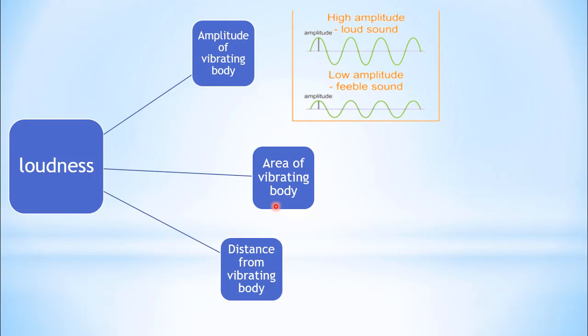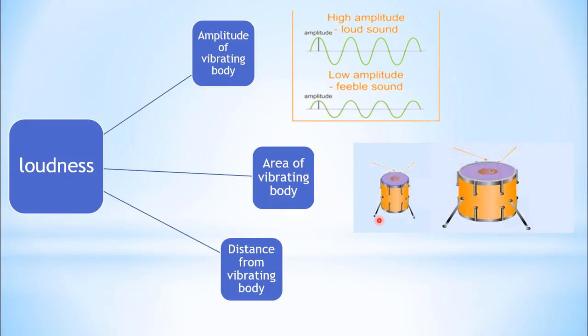What does the area of the vibrating body mean? The area means the large surface. Look at the figure. There is a large drum and a small drum. If we beat the large drum, it produces a high sound. But if we beat a small drum, it produces a low sound because the area of the large drum is more as compared to the small drum, and there are more particles in the large drum as compared to the small drum. So we hear a loud sound when we beat the large drum. And we can say that the area of the vibrating body has a direct relation with loudness.